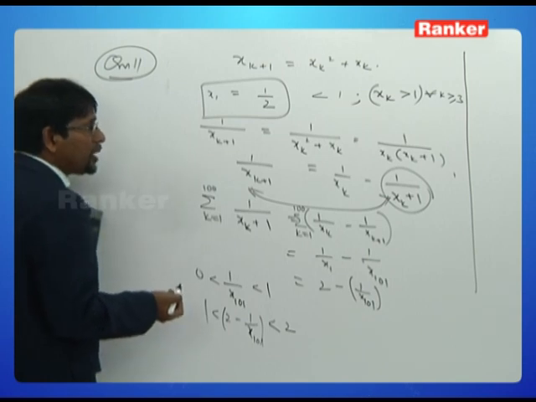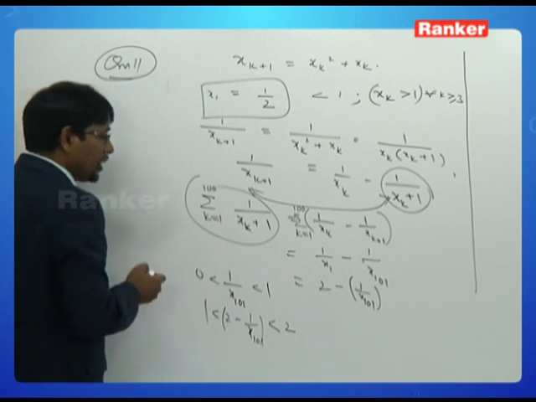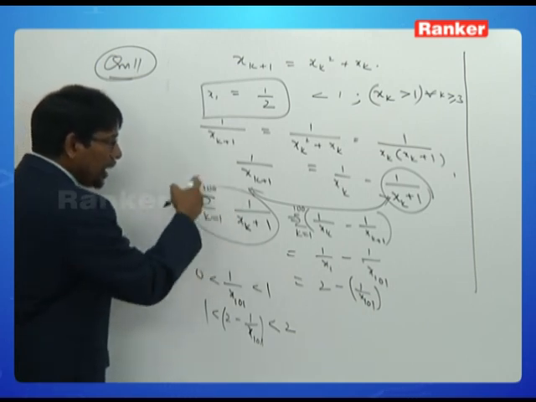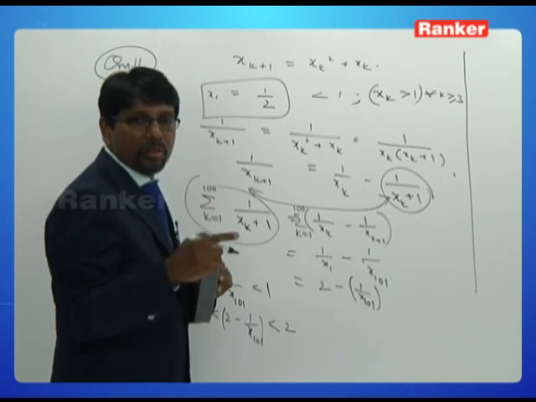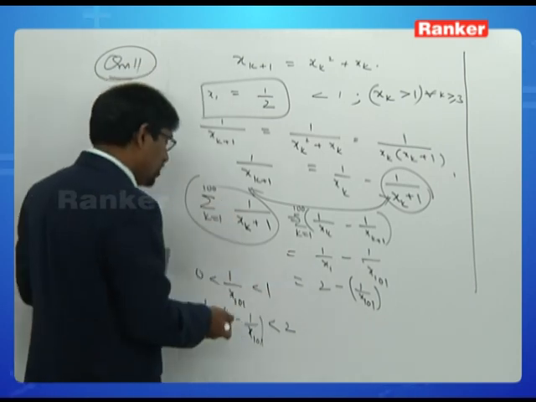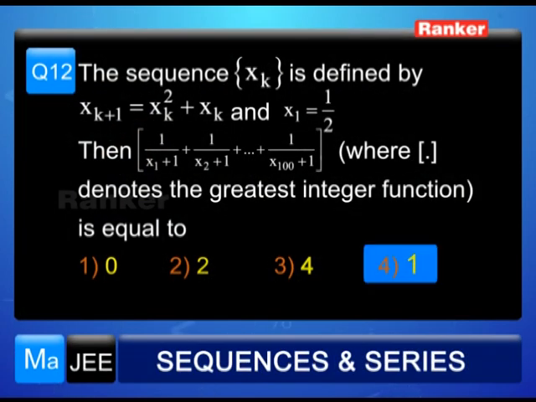So what will be the bracket value of a number which lies between 1 and 2? This entire summation is lying between 1 and 2, therefore the bracket value will have to be 1. So the actual value is 1 there. So the answer is 1, and that comes out to be the fourth option there. So the answer is the fourth option.